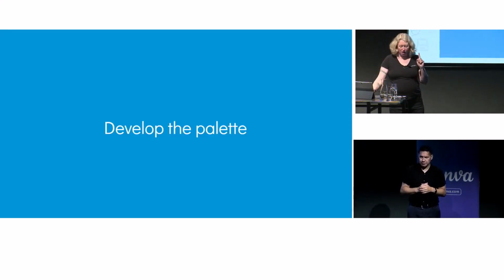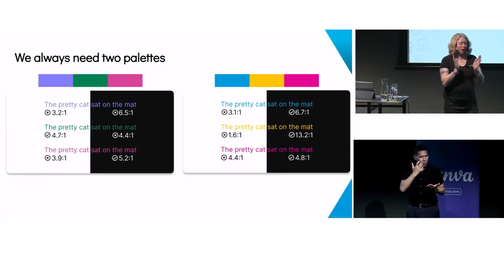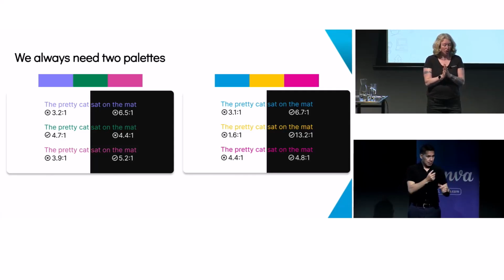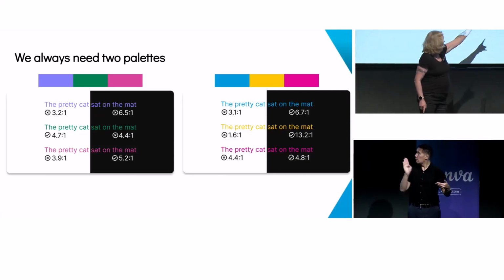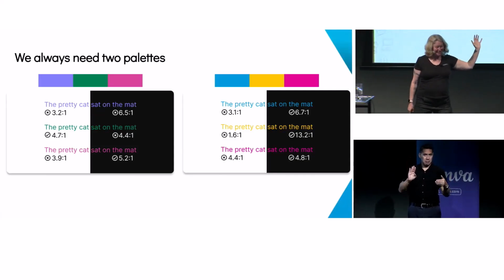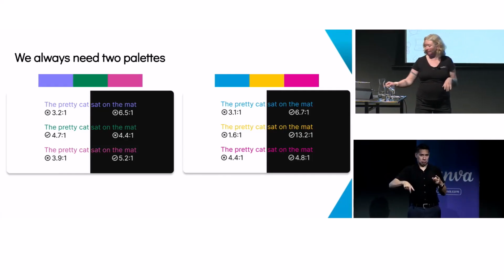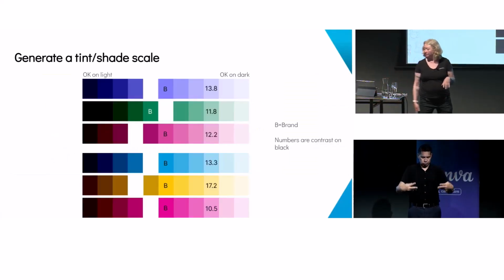So this is a super practical talk. I'm going to do a step-by-step, of course, as well. That's always what I do. As I said before, we're always going to need two palettes. I'm going to work through two examples today. The left-hand side is our work brand palette, and the right-hand side was a client palette that I worked with recently. So I'm just going to show you how I work with both of these.